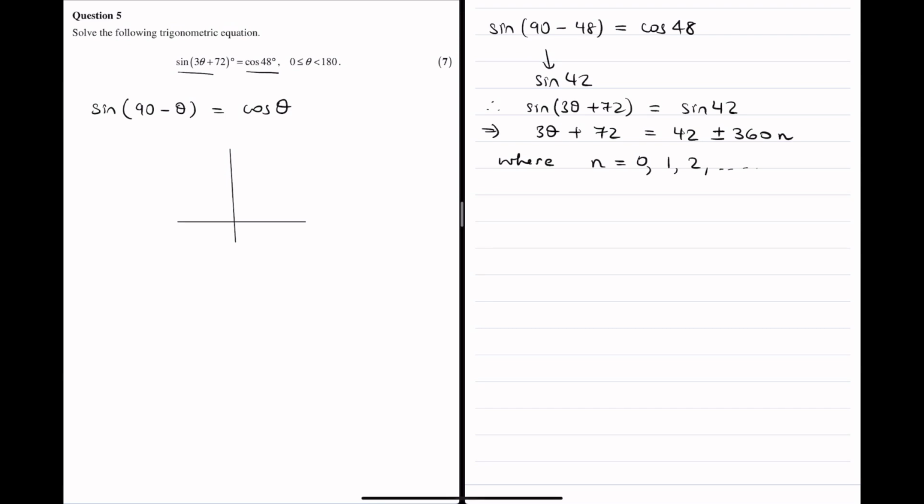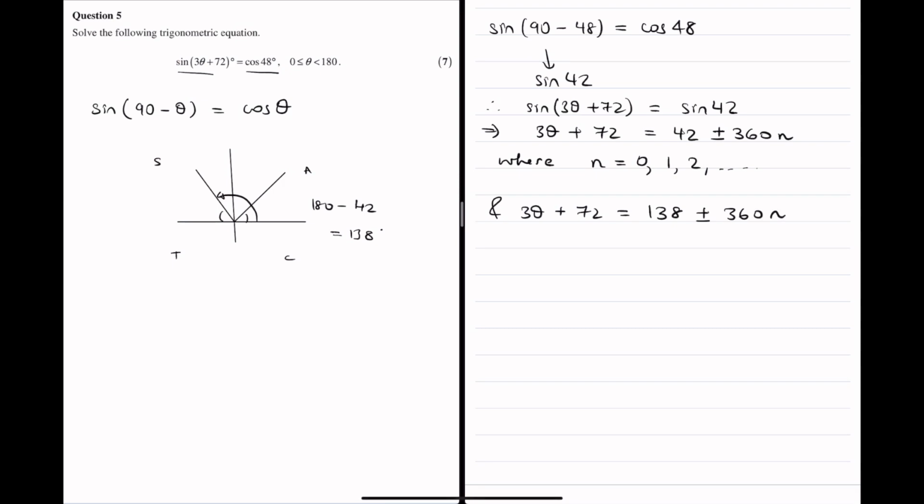So according to the CAST diagram, sine is positive in the first quadrant and the second quadrant, and the first quadrant gives 42 degrees. So I need to work out 180 minus 42, which gives 138 degrees. So therefore, 3 theta plus 72 is also equal to 138 plus or minus 360 degrees n.